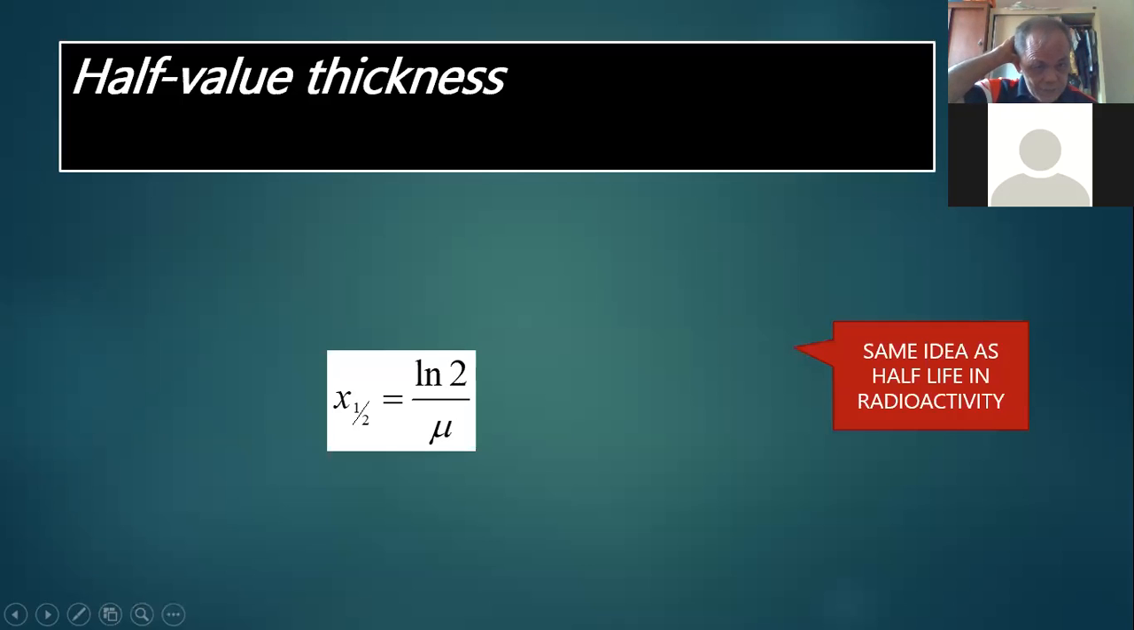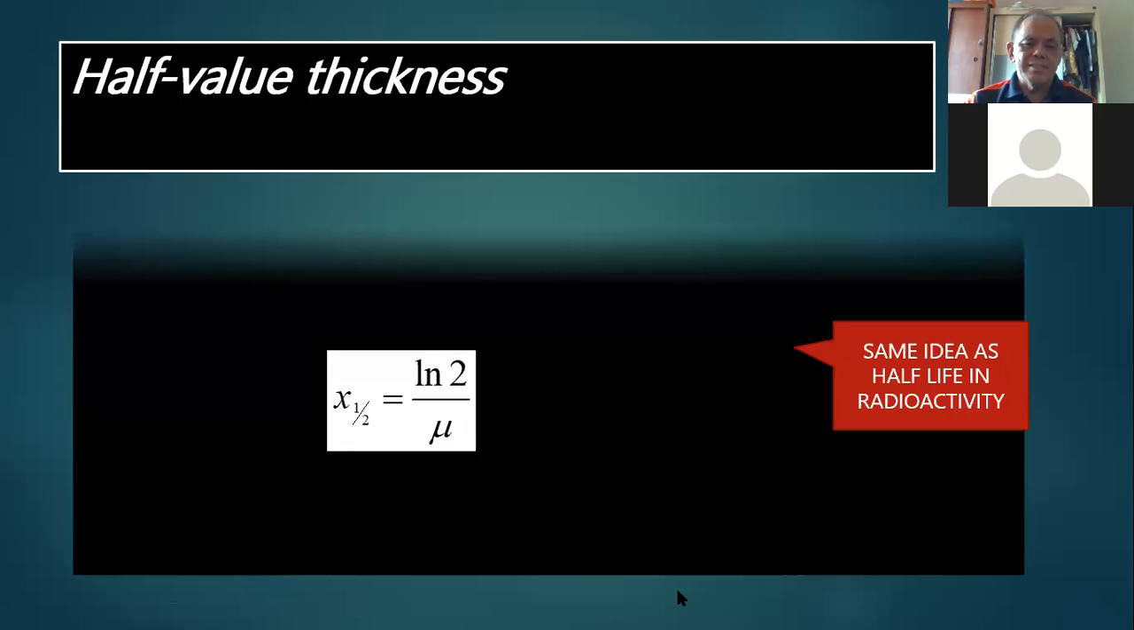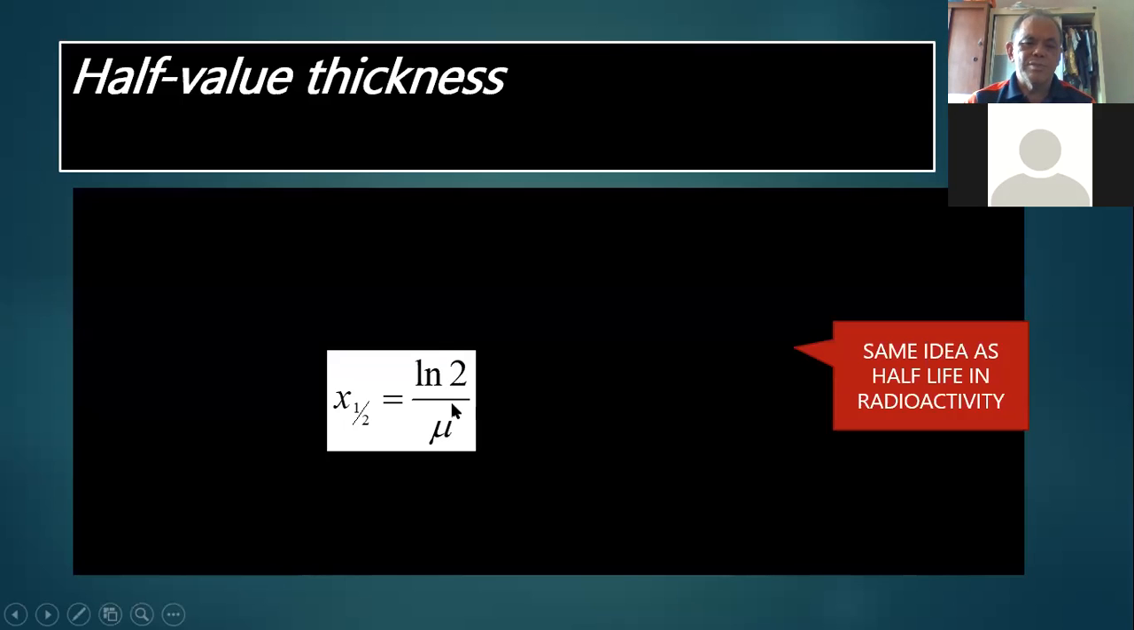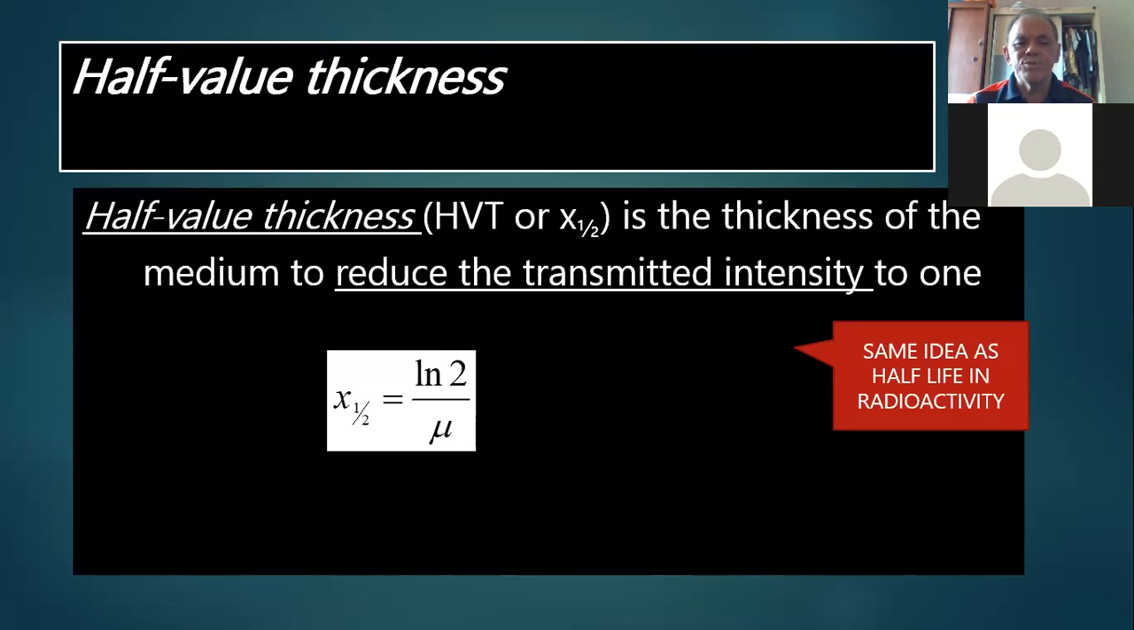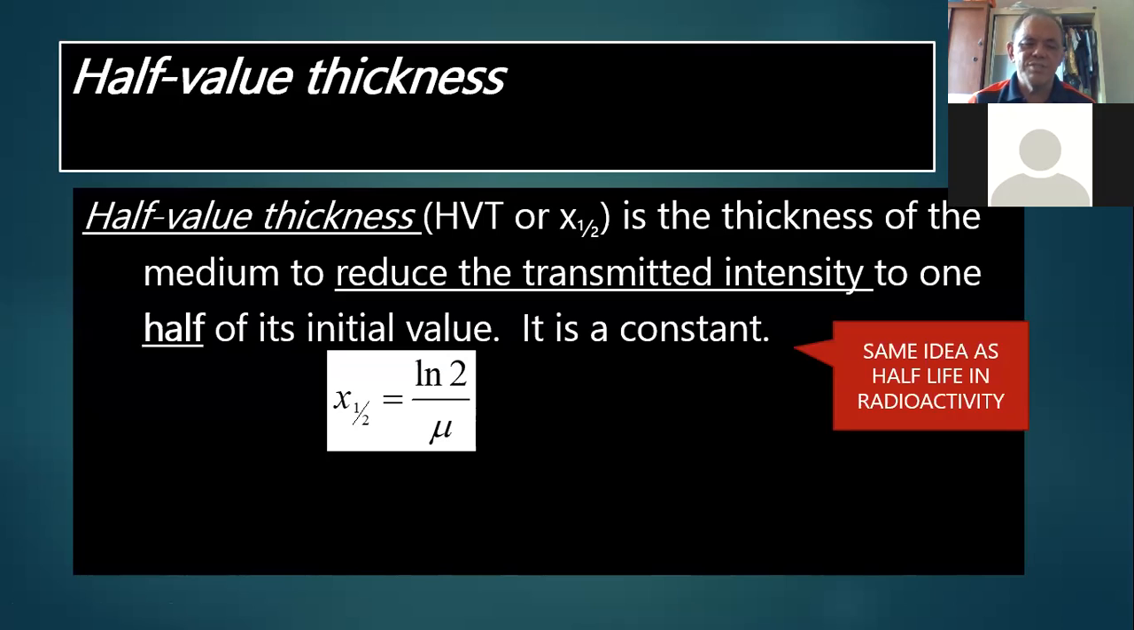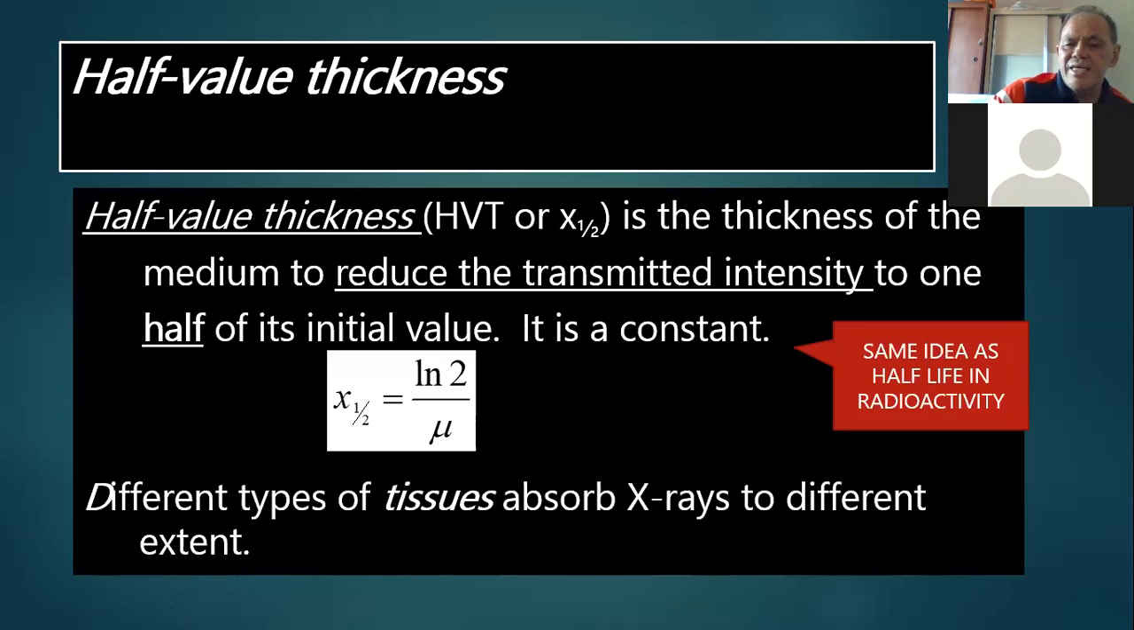Okay, half value thickness. It's just like the half-life in radioactivity. It's ln2 divided by mu, like the decay constant in radioactivity. Half value thickness is the thickness of a medium to reduce the transmitted intensity to half the initial value. The thickness of a material where the intensity is reduced to half. And it's a constant for a particular energy.